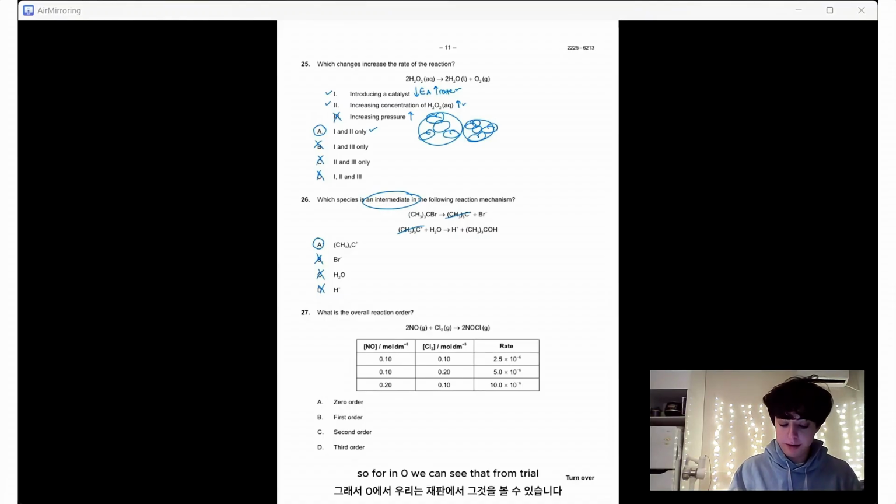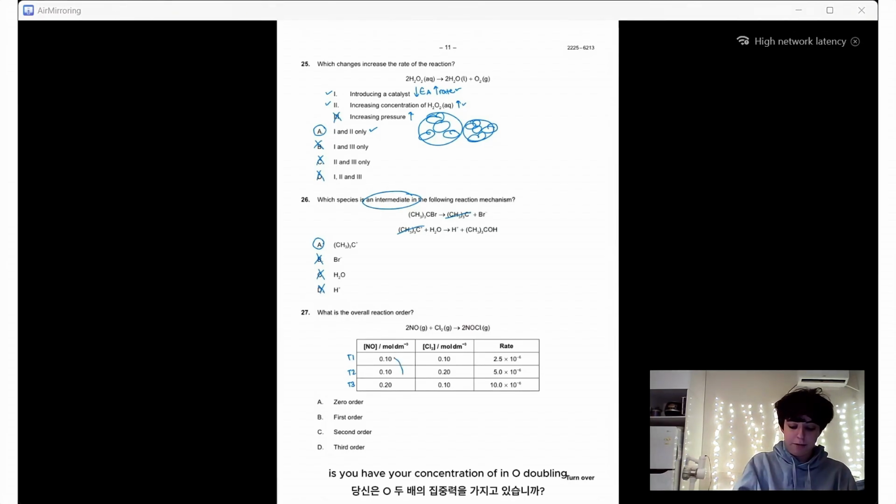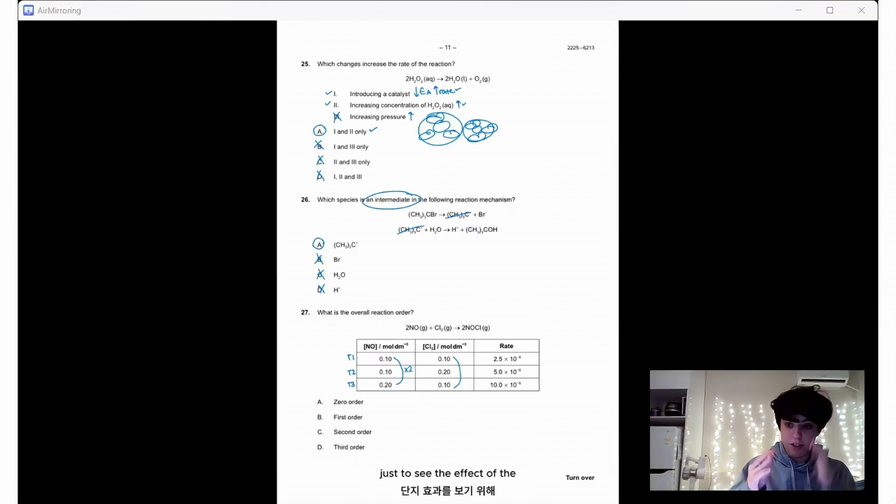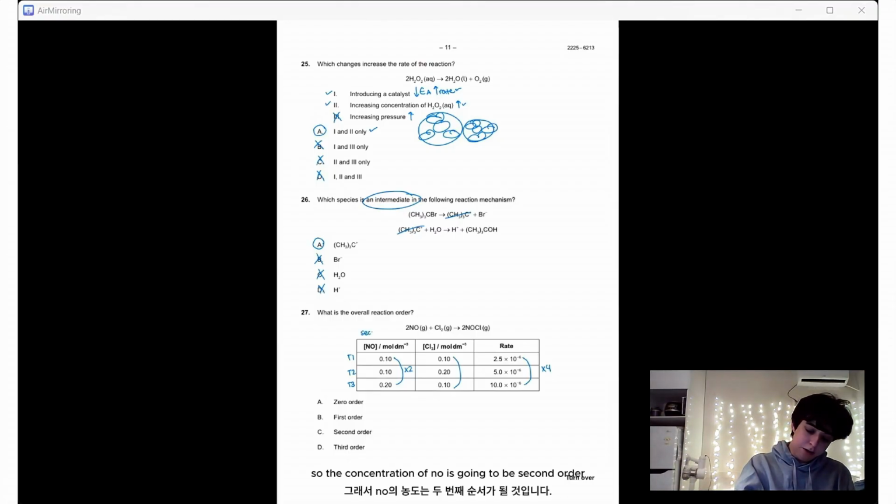So for NO, I'm going to call these T1, trial 2, trial 3, because it's not labeled. Going from trial 1 to trial 3, your concentration of NO doubles and your concentration of Cl2 remains the same. That's good, you want it to be the same just to see the effect of the NO. And whenever you look at the rate, it then quadruples. It's 2.5 to 10, so that is times 4. So the reaction is second order with respect to NO.